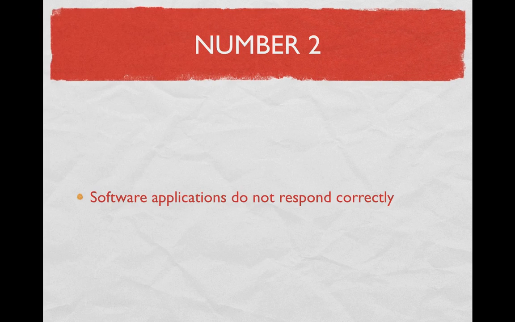Number two is that when you click on an icon or your software applications, for instance, they do not respond correctly. For instance, let's say you launch your internet browser, but then it immediately starts to appear all wonky or duplicates the windows and they start to appear after one another. Maybe it even shuts down. This may be a sign that you have a virus.